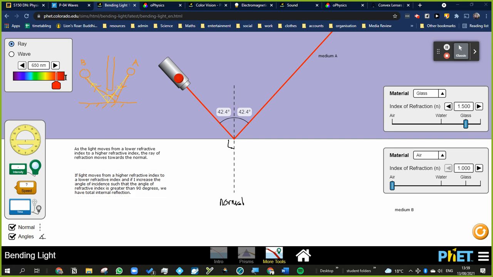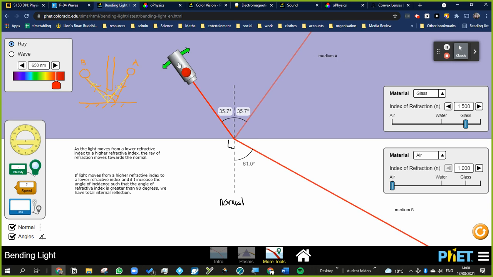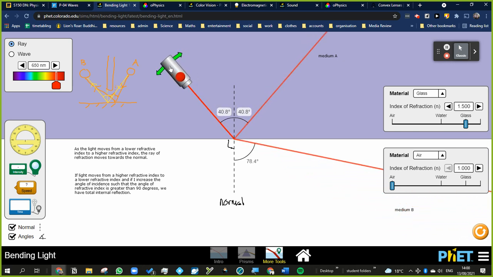Just to be clear, what do I mean by this? By greater than 90 degrees, I just mean that at the moment it's 65, but if it went greater than 90 degrees, it's not going to be able to get out. It's just been totally reflected back inside. So this is what we call total internal reflection. Okay, so you only get total internal reflection if you're going from high density to lower density, or higher refractive index to lower refractive index.